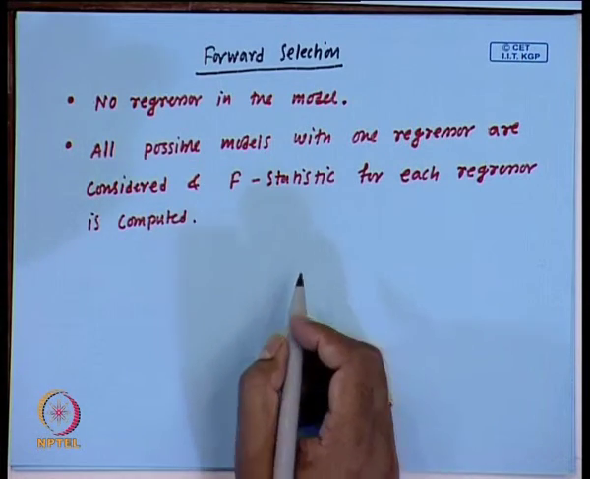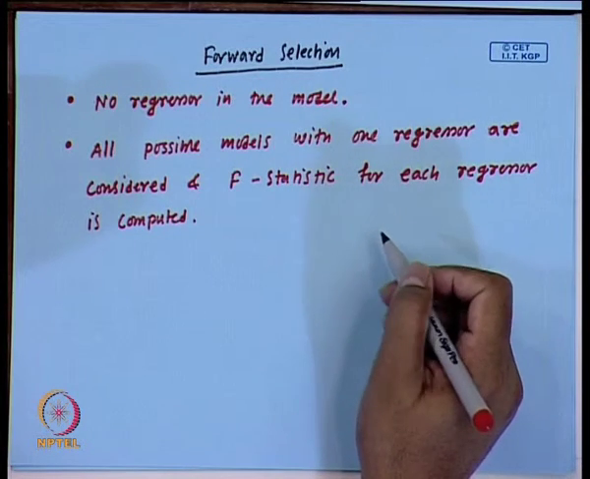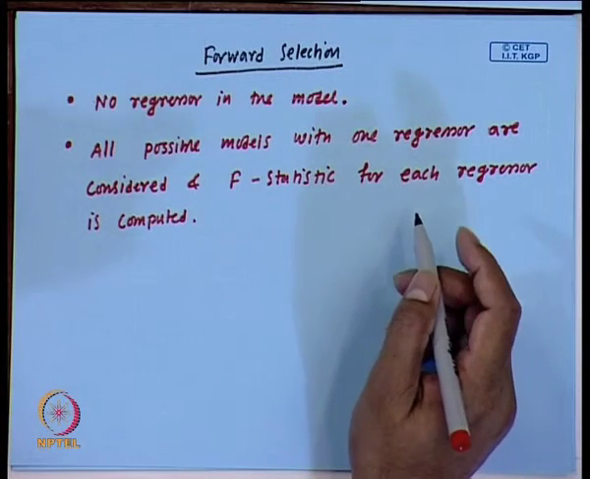That means, if you have 4 regressor variables, we will consider the one-regressor model involving x1, and then the model involving x2 only, and then the model involving x3 only, and then the model involving x4 only, and then we compute the F statistic value for each of them, and the regressor having the highest F statistic value is added to the model.